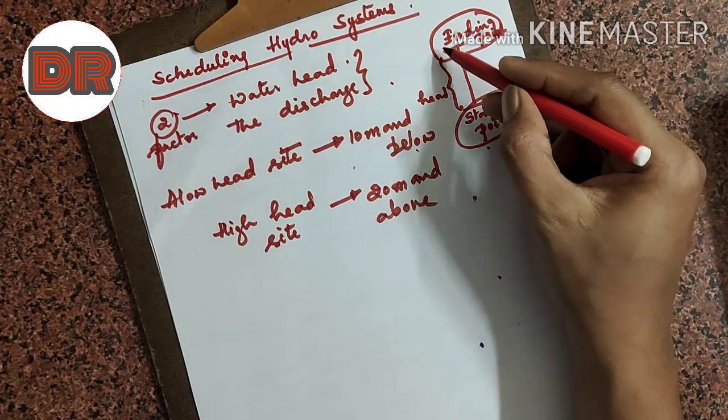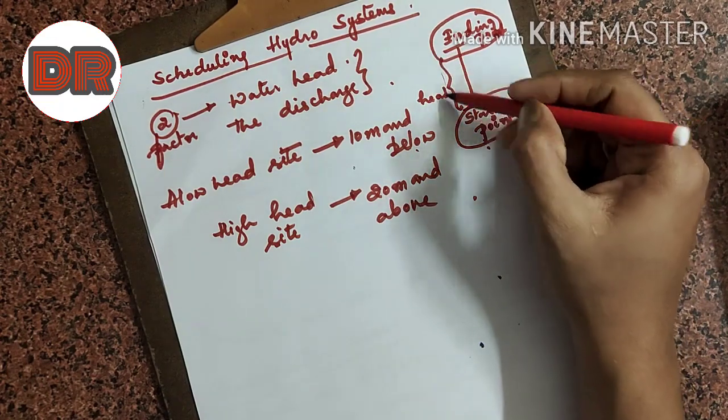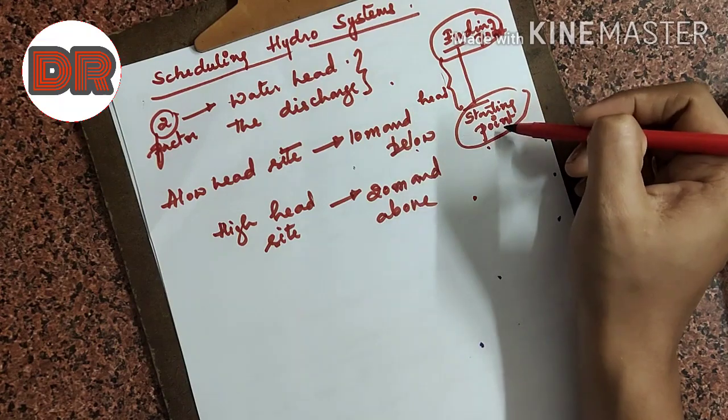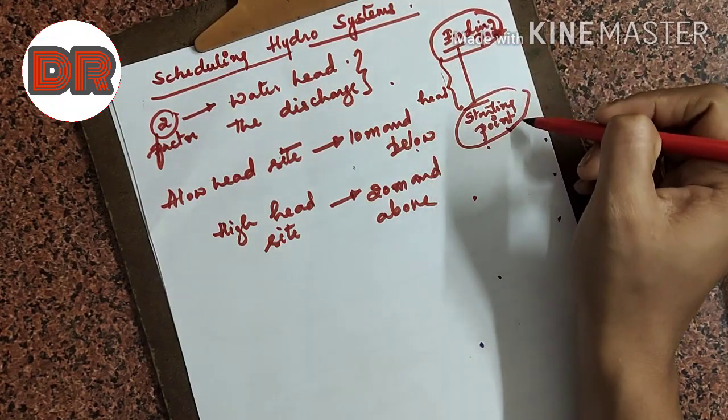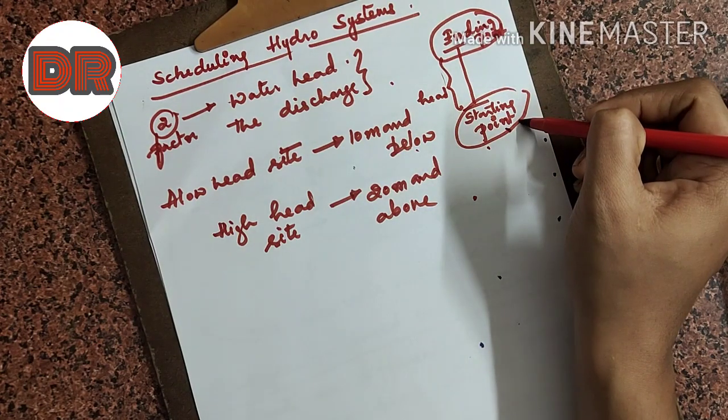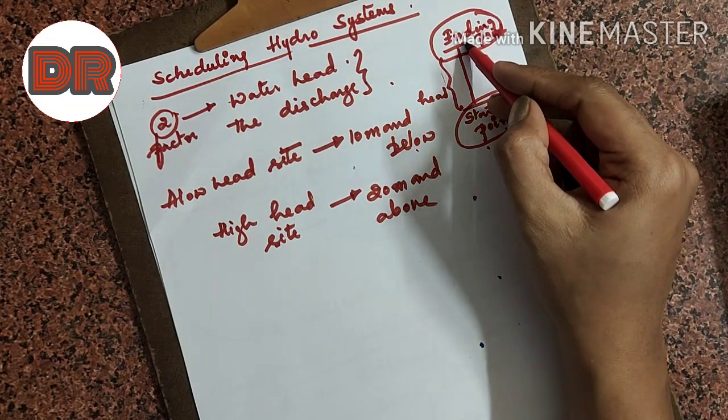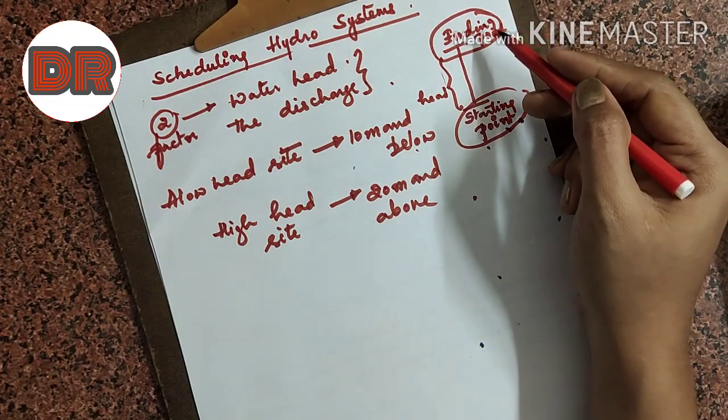And I said head is nothing but the vertical distance, always from the starting point to the ending point. The starting point is where the water starts to put pressure on the turbines, and here it ceases to put pressure on the turbines.